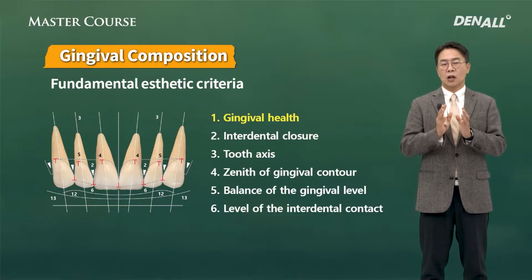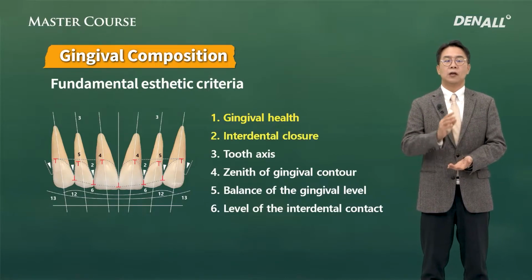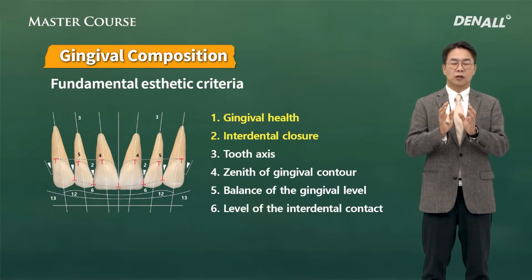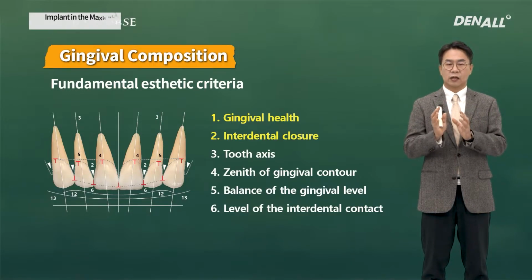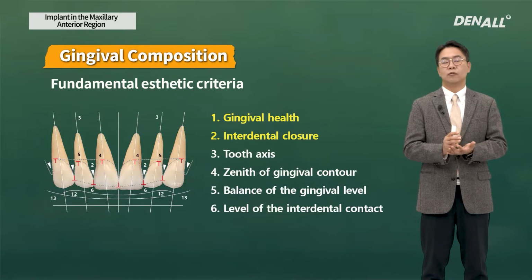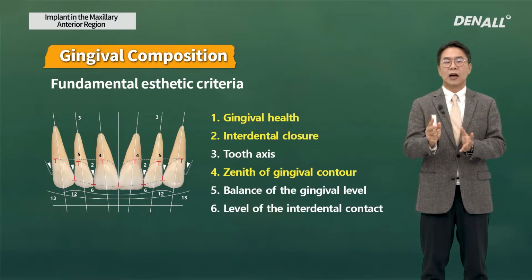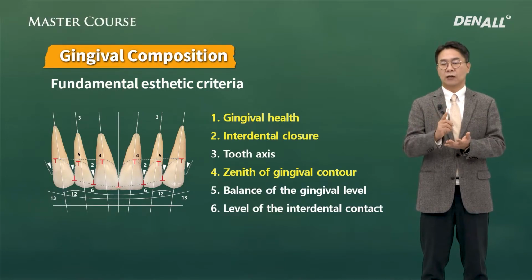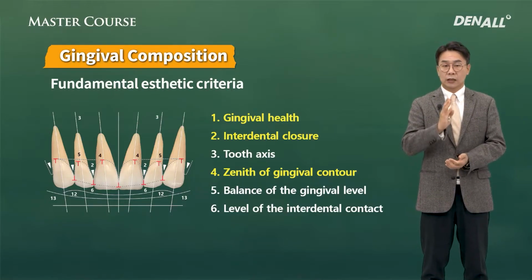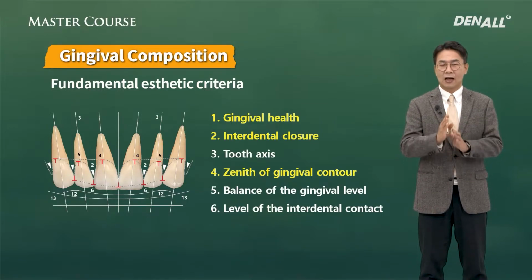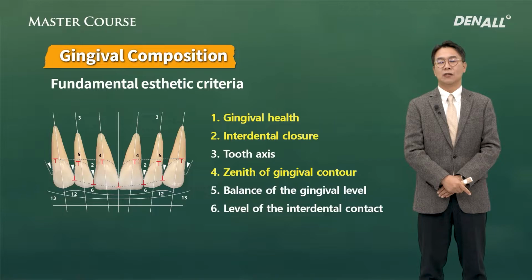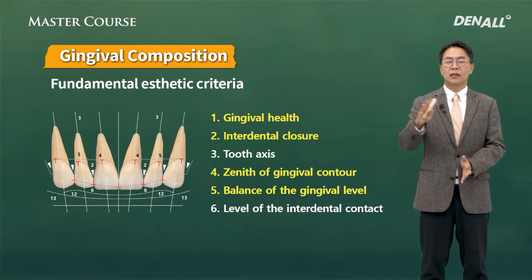As I said before, the gingival embrasure, the interdental closure should be checked, and the relation between the cervical gingival line and teeth. Here it talks about the zenith of gingival contour. Zenith means the most inferior part of the gingival contour, and it should not be positioned at the center of a tooth, but should be distal. So at each tooth, we need to check them and the balance of the gingival level.